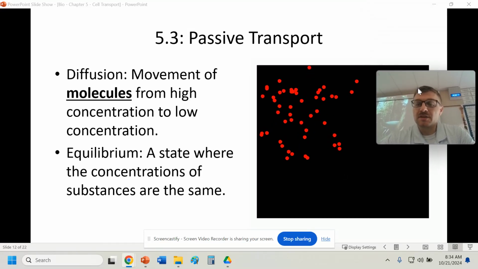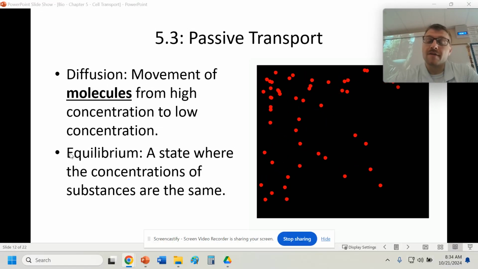All right, now we're going to be talking about the specific types of passive transport. Our first type is called diffusion.